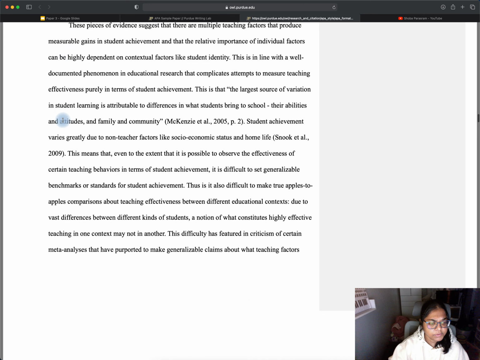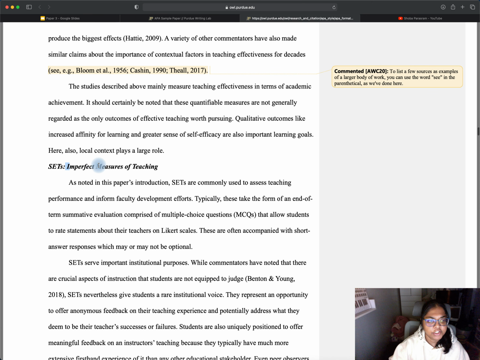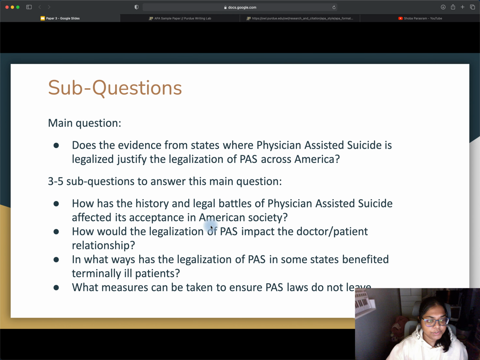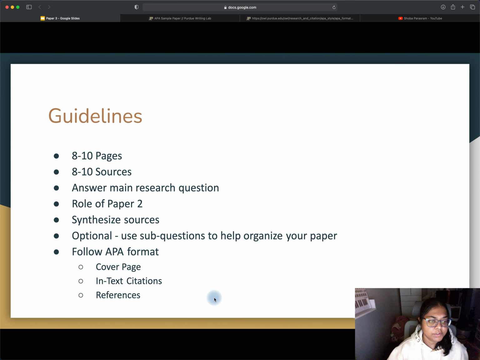And I don't think you need to capitalize. Yeah, you do. You do need to capitalize the first letter of each word. So that's how you can use your sub-questions to help you organize your paper.